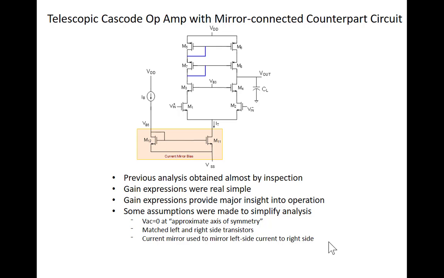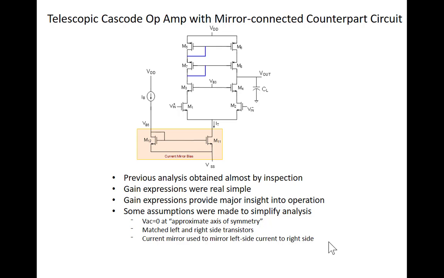And when we analyzed this circuit, we were able to get these simple expressions by making primarily 3 assumptions. We assumed that the AC voltage was 0 on the approximate axis of symmetry on this circuit. I call it approximate in this slide because I've got a little bit of asymmetry on that current mirror on top. If I take the current mirror biasing off, then I would have a symmetric circuit, but I have slightly asymmetric. I've assumed that the left and right sides are matched, and I've assumed that the current mirror really mirrors the signal current from the left side to the right side.